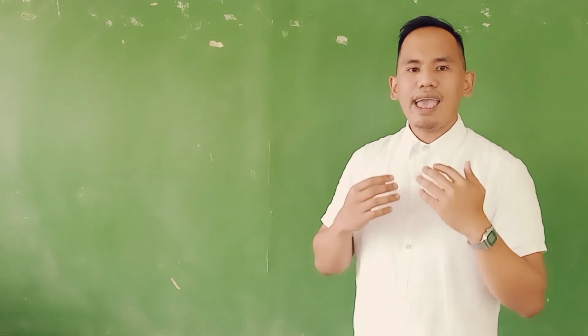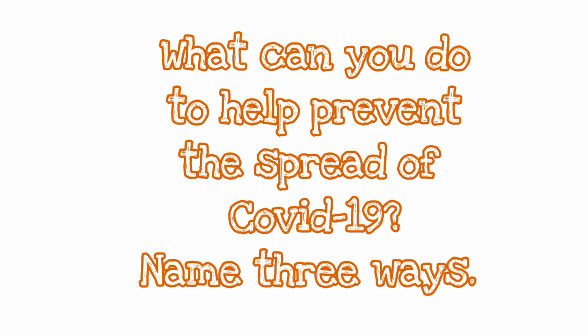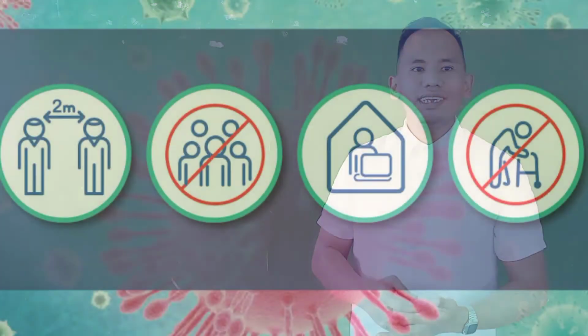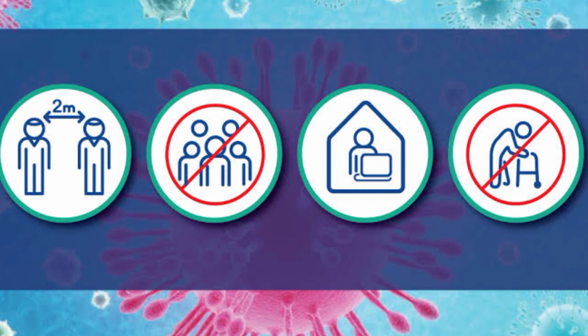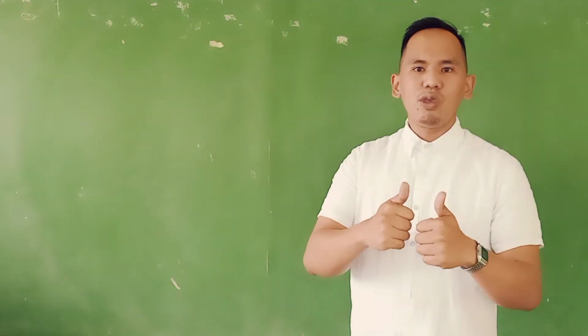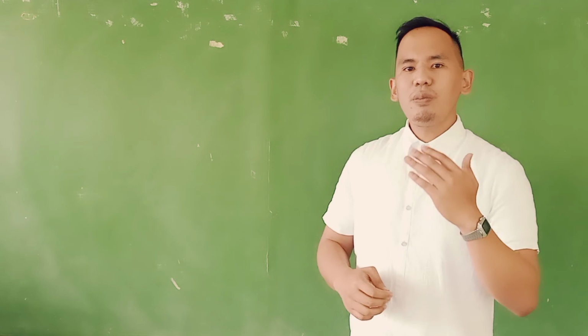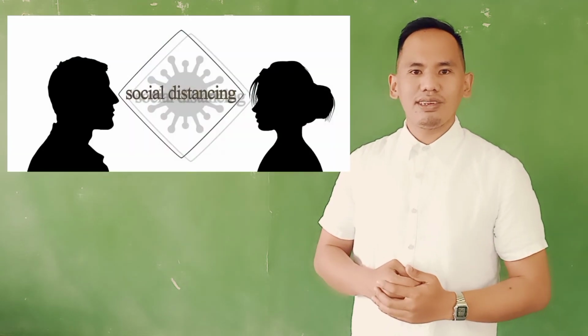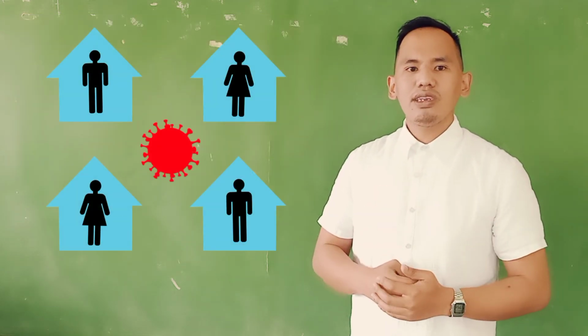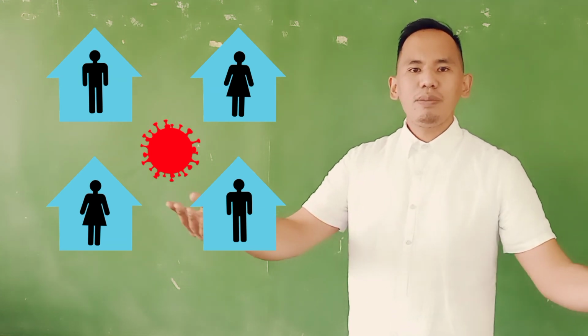Aside from maintaining healthy lifestyles, everybody can also do something to help fight this disease. In your own way, what can you do to help prevent the spread of COVID-19? Can you please name at least 3? If you mentioned wearing face masks, maintaining physical distancing, washing your hands, and staying at home, good job, you are on the right track. Keep on practicing these different health protocols. Remember that these protocols protect not only you, but also the people around you.